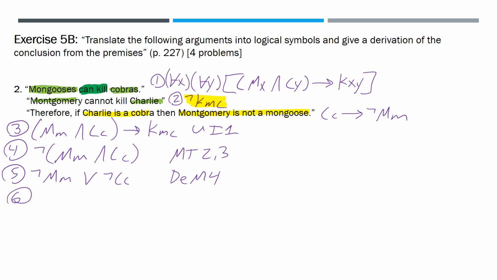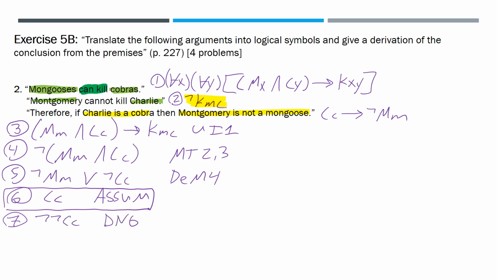For 6, because we have a conditional, let's do a conditional proof. We'll assume Cc, that's just an assumption, and because it's an assumption, we will place it under quarantine, so to speak. It'll be in a box. And then, because we're going to do a disjunctive syllogism eventually, let's double negate it. So we'll get not not Cc, double negation, 6.